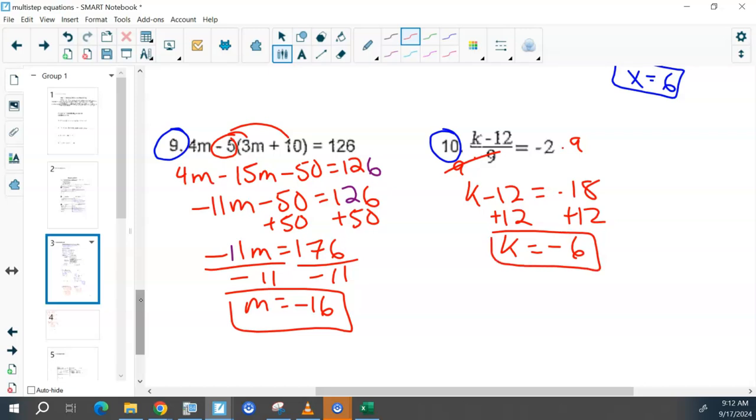Now, we haven't been putting these back into it to double check, but really quickly we can do that for this one. If I put -6 back in here, -6 minus 12 is -18. -18 over 9 is -2, so that works. For anything that has multiple variables, you would put that number in every time you see a variable. Do we have any other questions on this page?